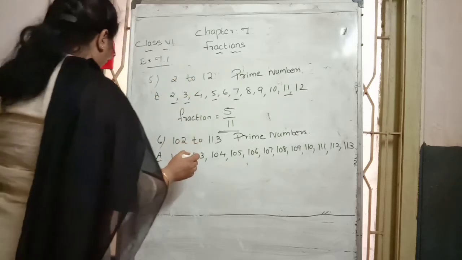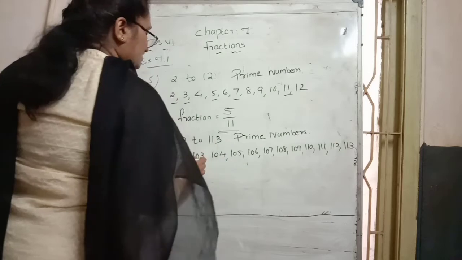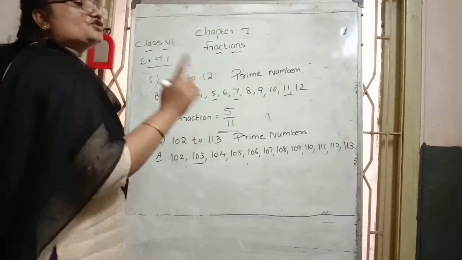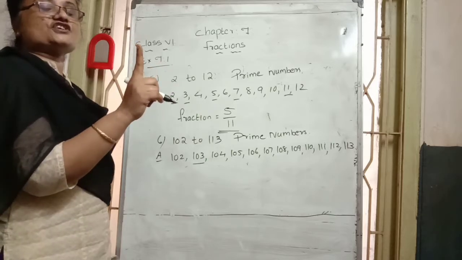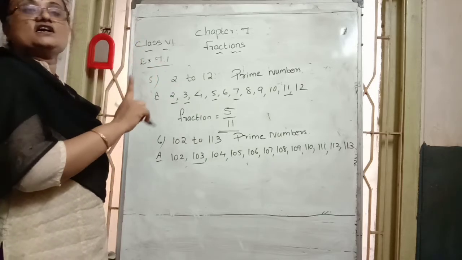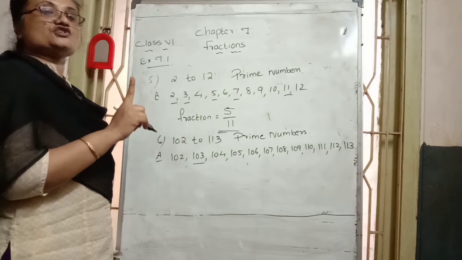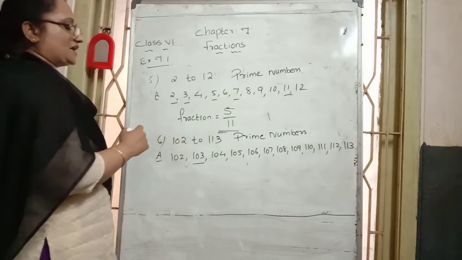Sort out such numbers. They ask which are they. 103 has only two factors, 1 and 103. Try dividing it using any other multiplication table, it is exactly not possible to divide. That's why 103 is a prime number.